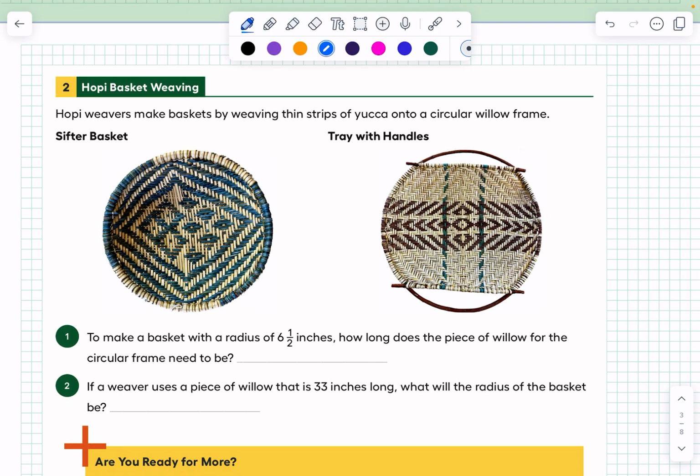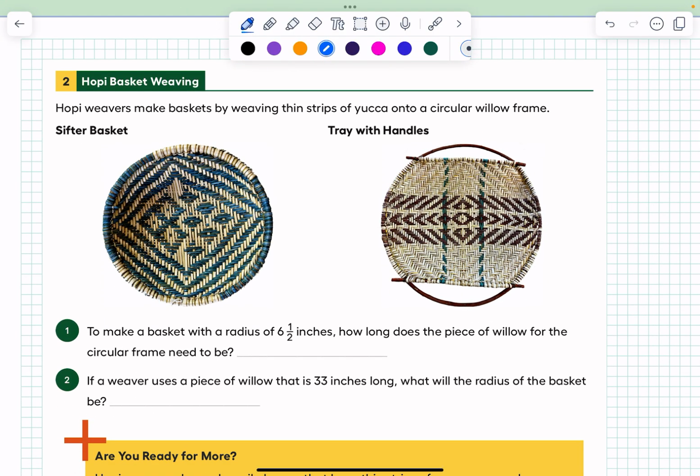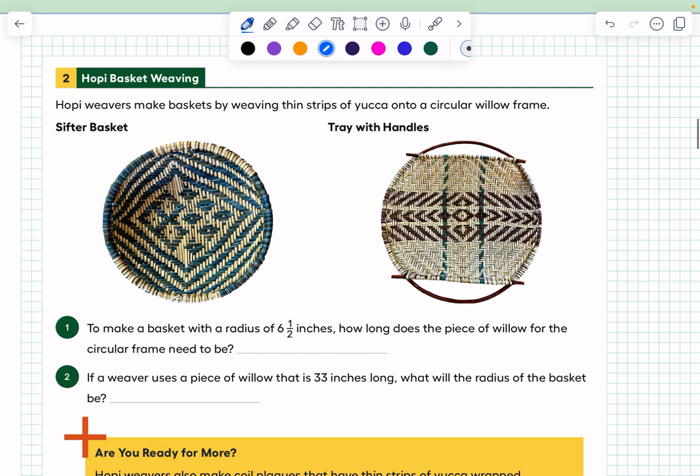Number 2, it says hobby basket weaving. Hobby weavers make baskets by weaving thin strips of yucca onto a circular willow frame. To make a basket with a radius of 6.5 inches, how long does a piece of willow for the circular frame need to be? All right, so let's identify this, okay? They're telling you that the radius is 6.5 inches. So I'm going to put r is equal to 6.5.